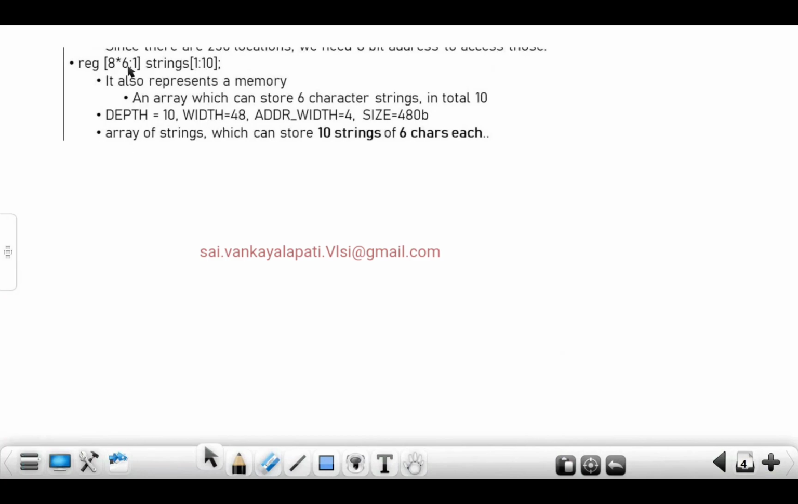What is the width then? 8 into 6 is 48. Therefore the width is 48. What is the address required to represent this depth? Depth is 10, so addresses are 0 to 9. What address width do I need to represent this? 4. So the address width is 4.